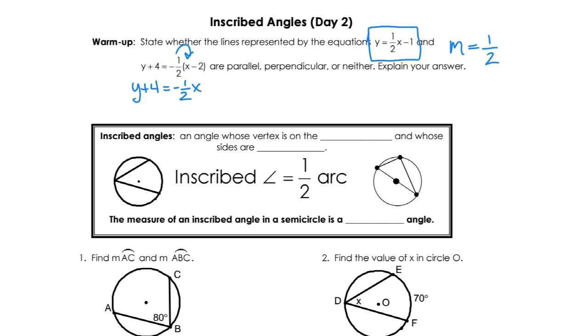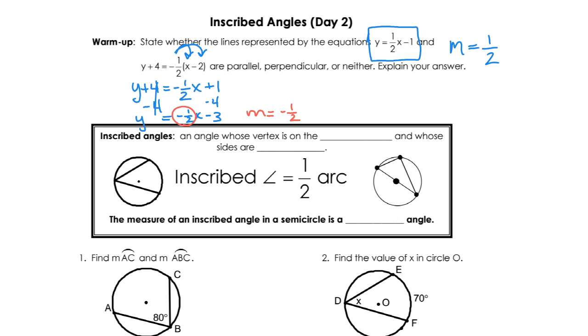So distribute, a negative times a negative is a positive, and 1/2 times 2 is 1. Okay, we go ahead and subtract 4, and we end up with y equals negative 1/2 x, 1 minus 4 is negative 3. And so now we can go ahead and tell our slope here is negative 1/2.